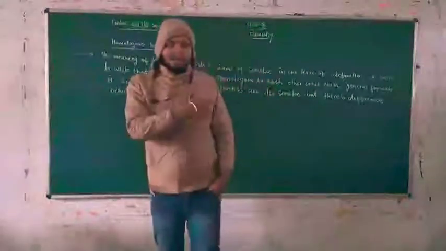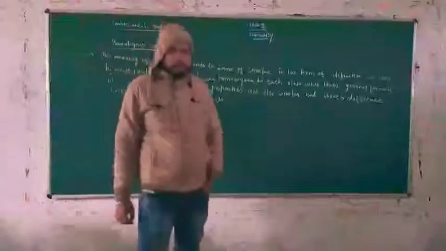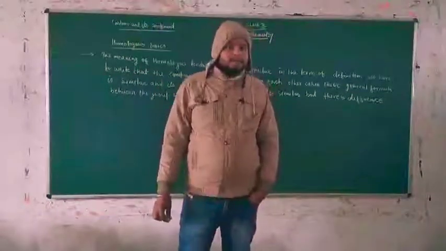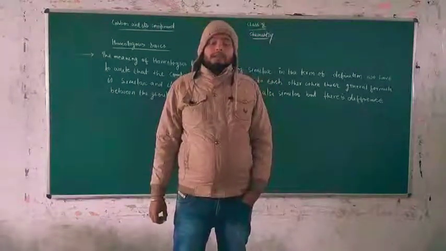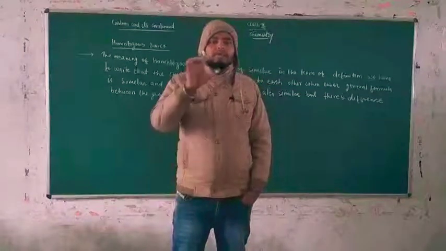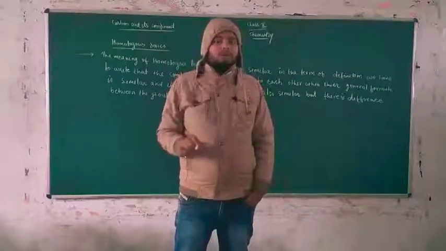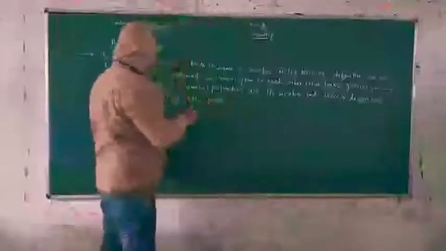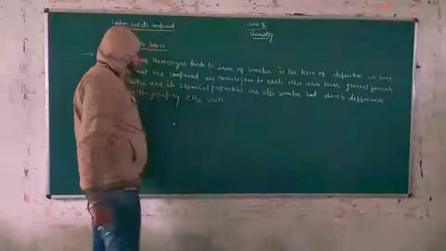That means in terms of homologous, you have to write that the group is similar, all its chemical properties are also similar, and its general formula is also similar. Then what is the major difference here? In a homologous series, the major difference is the CH2 unit.